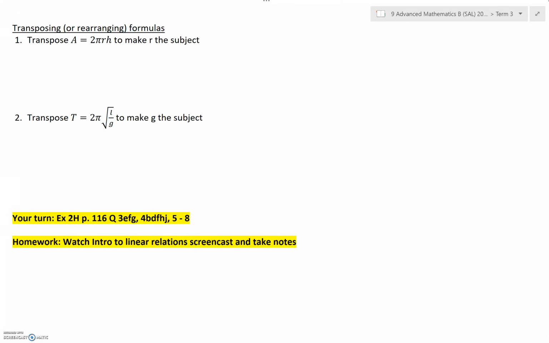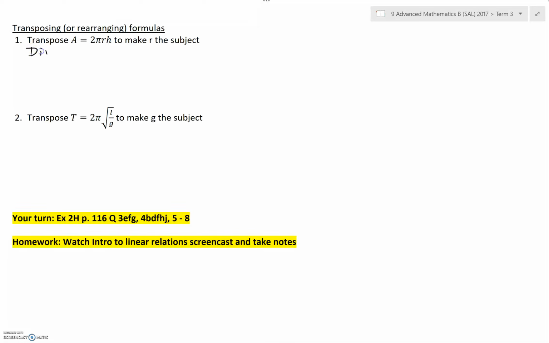Okay, so transposing or rearranging formulas. This time we're going to transpose or rearrange without substituting anything in. We just want to rewrite the formulas so that a different unknown variable is the subject. So the first one, A equals 2 pi r h, we need to transpose that formula to make r the subject. So that means we want r on its own on the left-hand side of the equation. In this case, the right-hand side of our equation is 2 times pi times r times h. So we need to divide by everything on that side of the equation that is not r, because if we do that, we'll just have r left, and we need to do exactly the same on the other side.